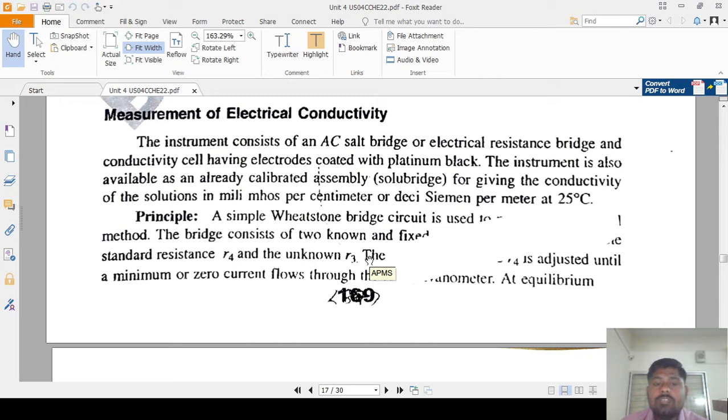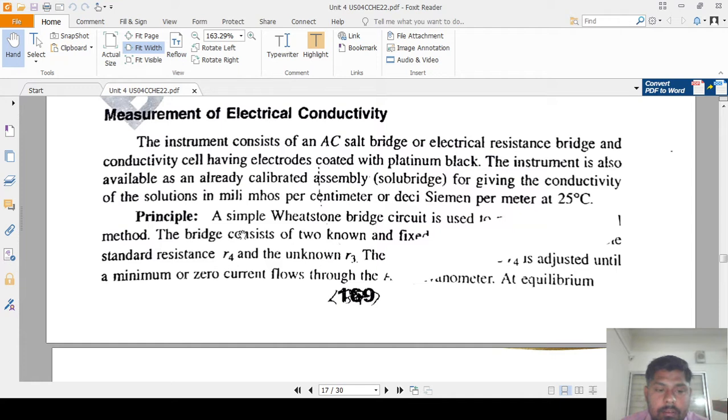Then the measurement of the electrical conductivity, it is the practical. Okay, the instrument consists of an AC salt bridge or electrical resistance bridge and a conductivity cell having electrodes coated with platinum black. Okay, that is the instrumental setup. The instrument is also available in a calibrated assembly, that is for giving the conductivity of the solution in millimho per centimeter or decisiemens per meter at 25 degrees Celsius.